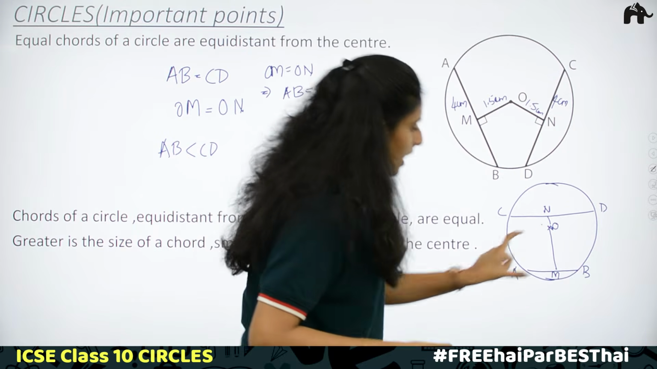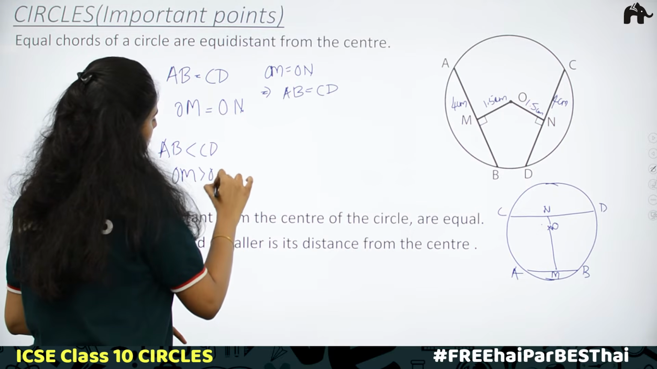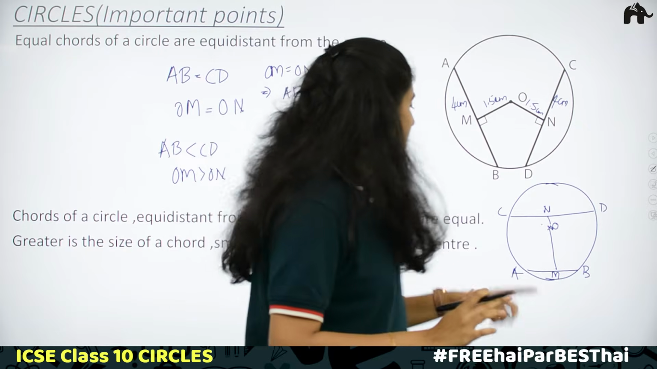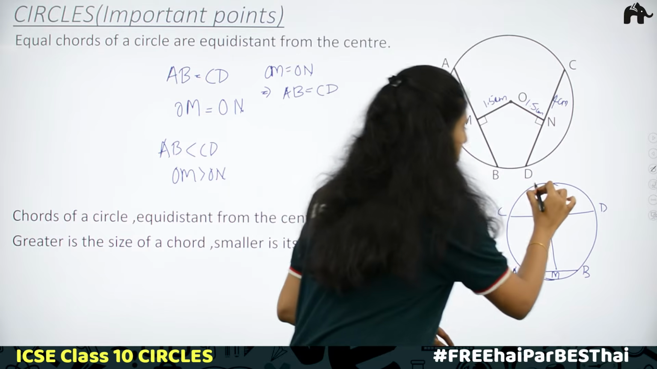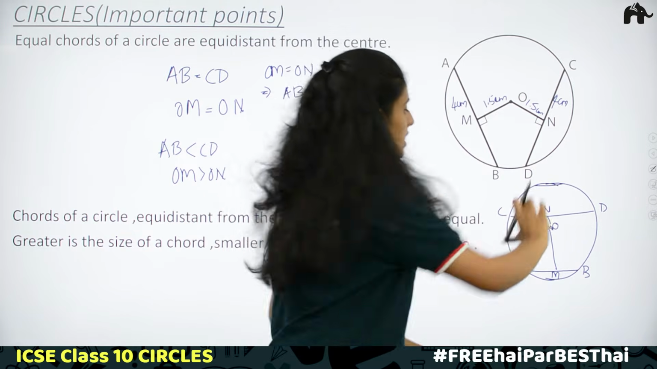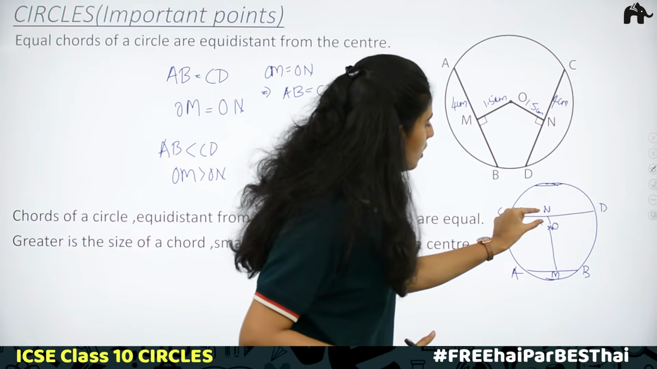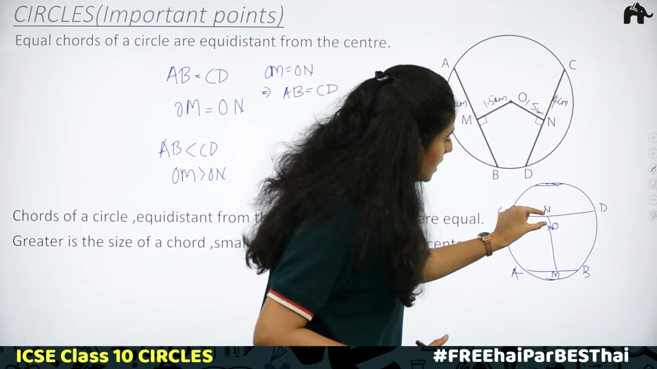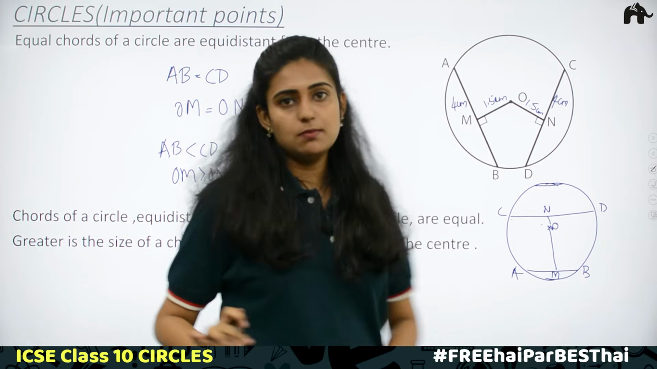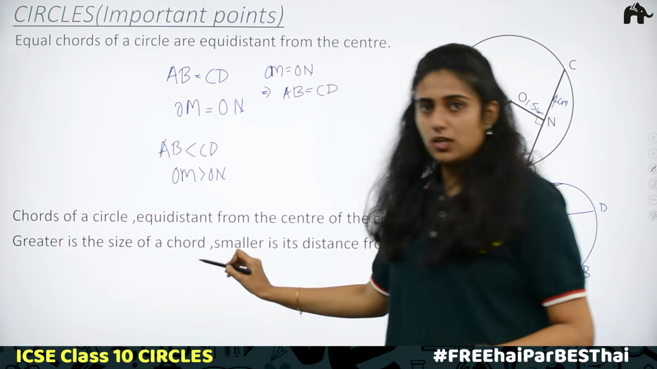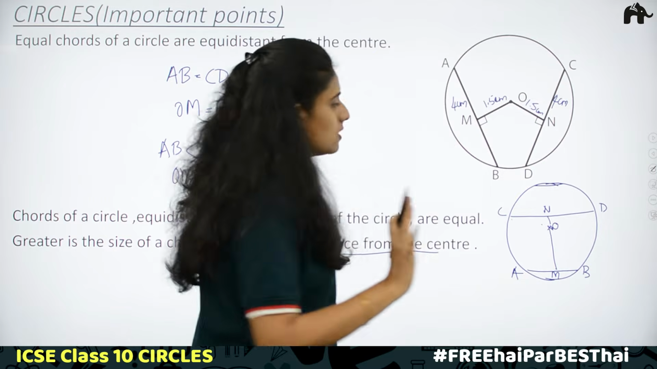The measure OM is greater than ON. What does this mean? That is, when the length of a chord increases, its distance from the center decreases. If I have a chord here, this is a small chord, it is at a big distance from the center. Here our CD is a big chord, and its distance from the center is very small, right? ON is very small. So, the statement is: the greater the size of a chord, the smaller is its distance from the center.